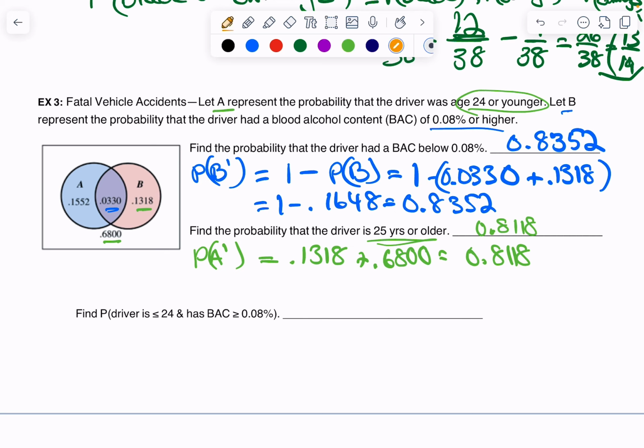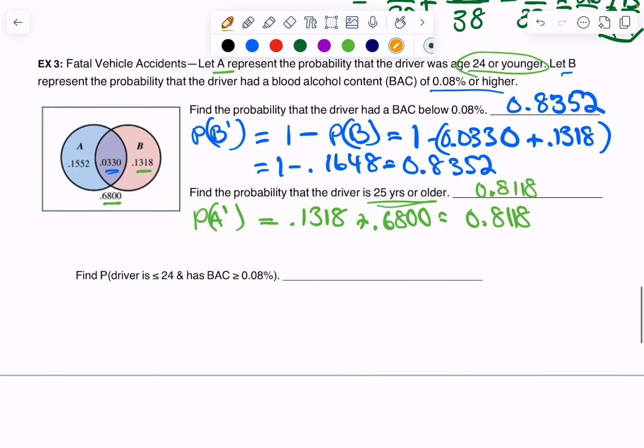Okay, next one is find the probability that the driver is less than 24 and has the blood alcohol content greater than or equal to 0.08%. So this one is the intersection of A and B, which is right here, 0.0330. That's the intersection that's covered by both A and B.